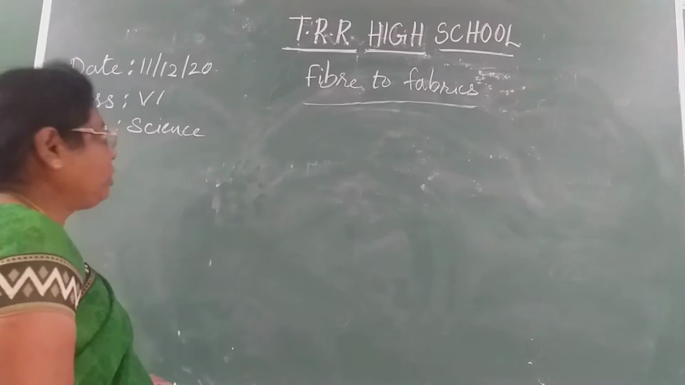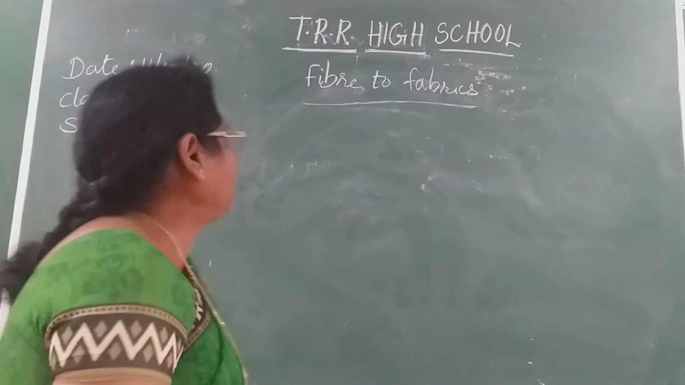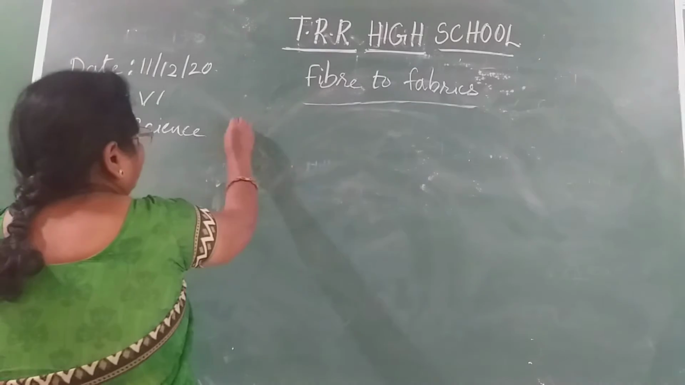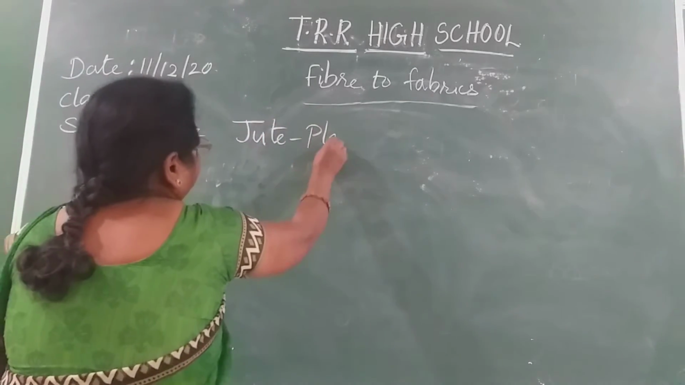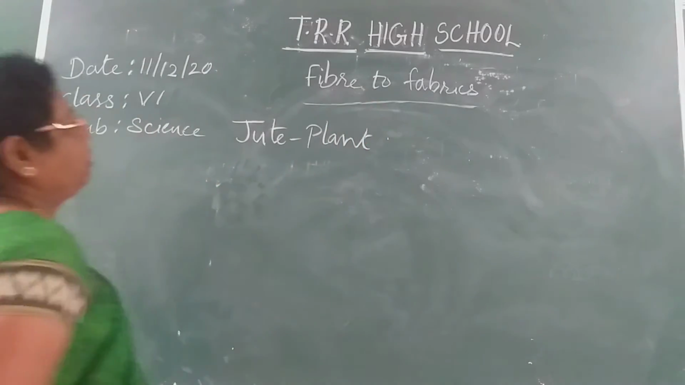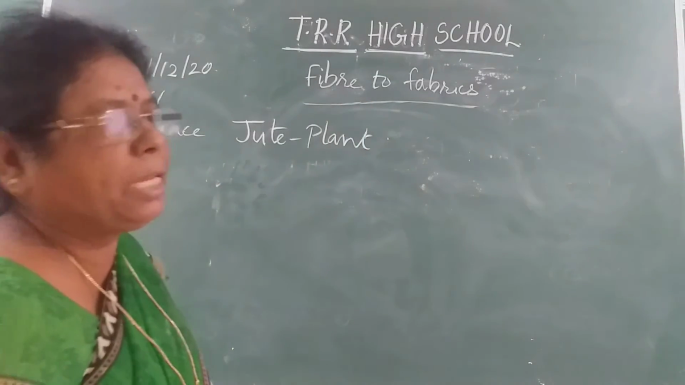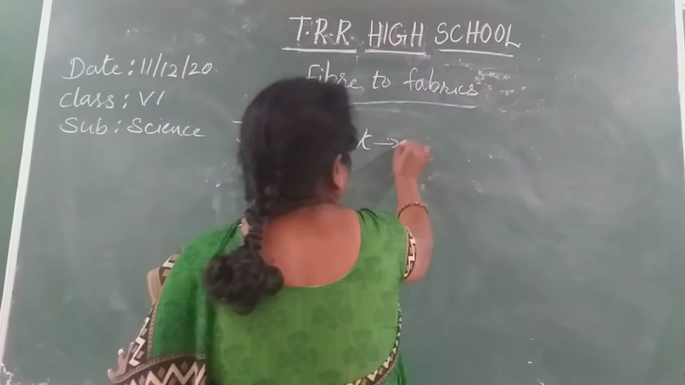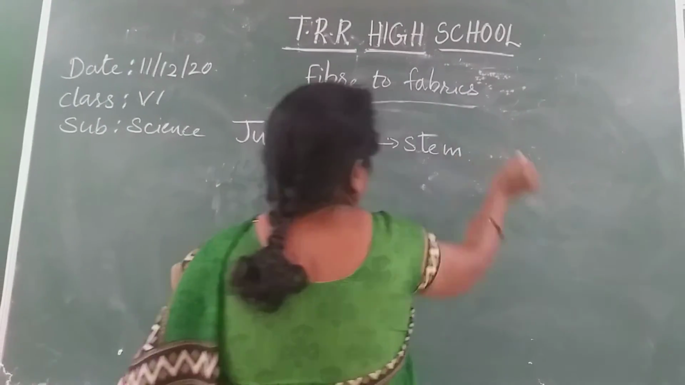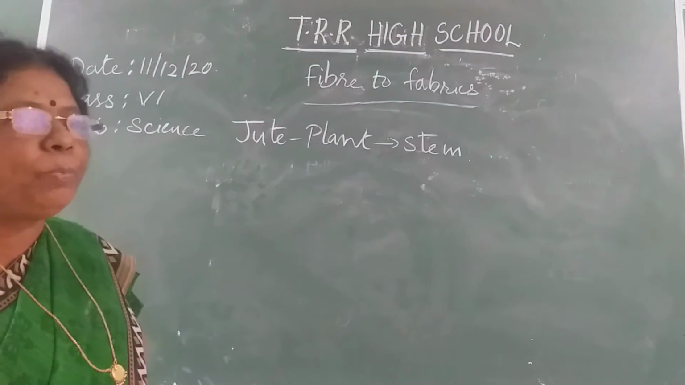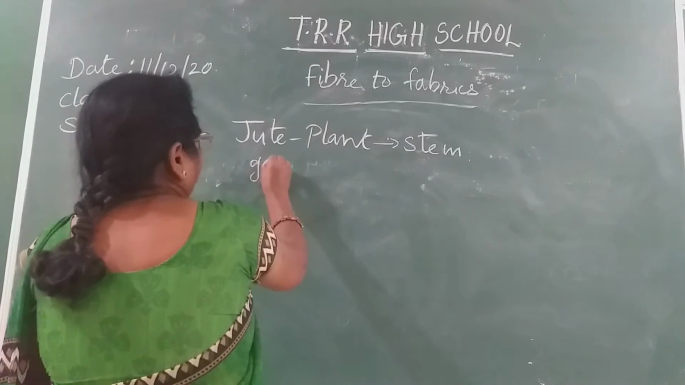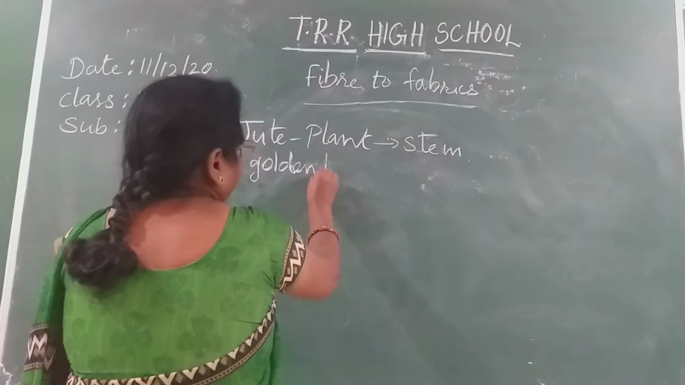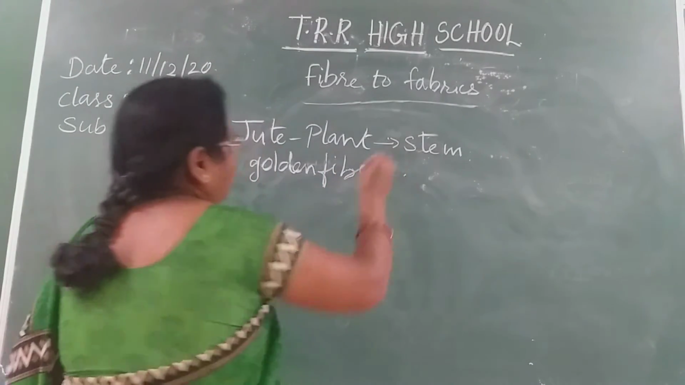Next, coming to jute yarn, also explained already. Jute, you get from the plant only. You get it from the stem of a plant. The jute plant is called a golden fiber.